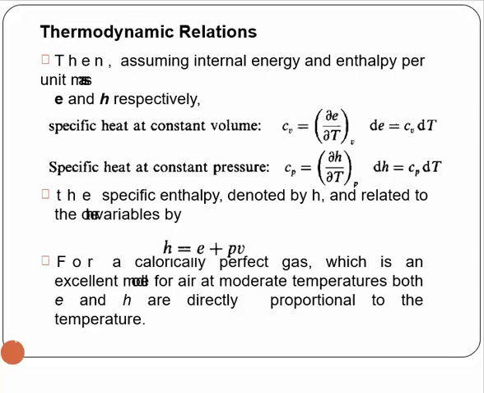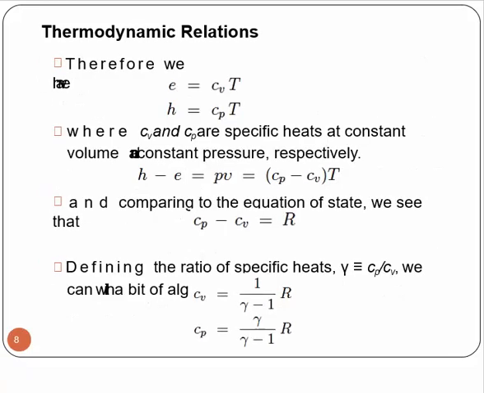For a calorically perfect gas, which is an excellent model for air at moderate temperatures, both E and H are directly proportional to the temperature. Therefore, E is equal to CvT and H is equal to CpT, where Cv and Cp are the specific heats at constant volume and at constant pressure respectively. H minus E is equal to PV, which means (Cp minus Cv) into T. Comparing with the equation of state, we can see that Cp minus Cv is equal to R. Defining the ratio of specific heats, gamma is equal to Cp by Cv, the ratio comes to 1.4 for air.